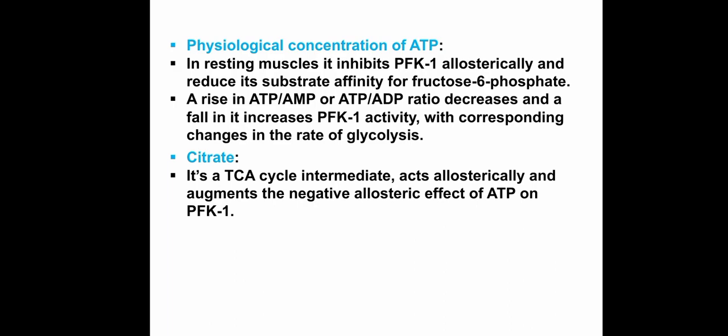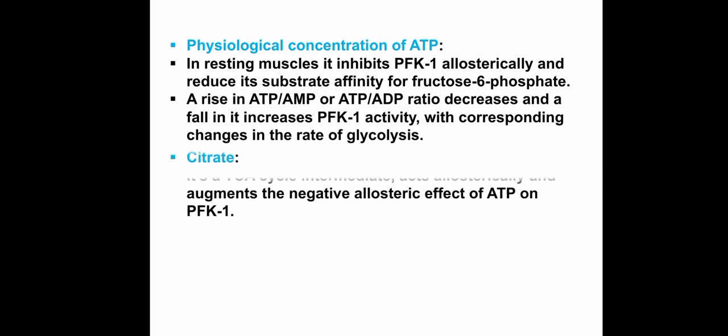This citrate also acts allosterically. That means citrate can also bind at the second site of PFK1. So citrate, a TCA cycle intermediate, acts allosterically and augments the negative allosteric effect of ATP on the PFK1. What is the action of a high concentration of ATP? A high concentration of ATP allosterically inhibits the PFK1. These TCA cycle intermediates augment this negative allosteric effect of ATP on the PFK1.